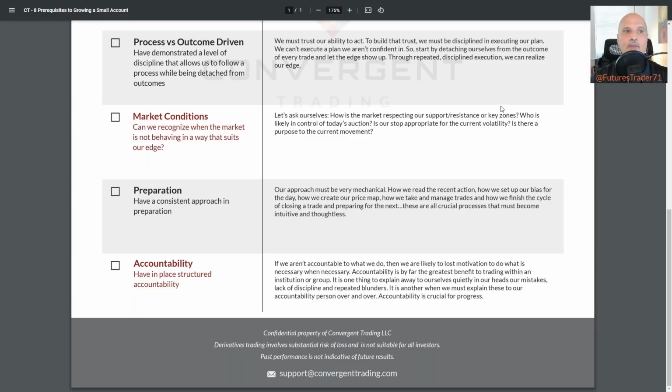Preparation. I'm going to go over an example of preparation here in a minute. Preparation has to be consistent. Those of you who watched my Trader Bite have seen that I follow the same stuff. Members of Convergent Trading see that I post the same thing every morning. I change it, but it's the same process. Everything is the same.